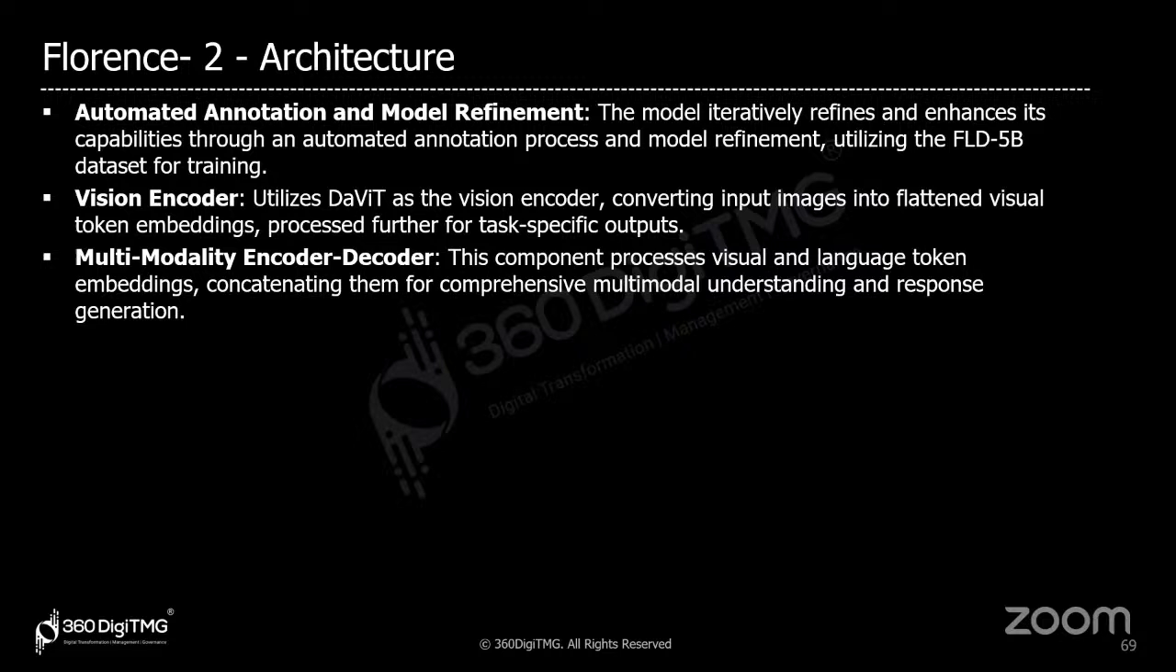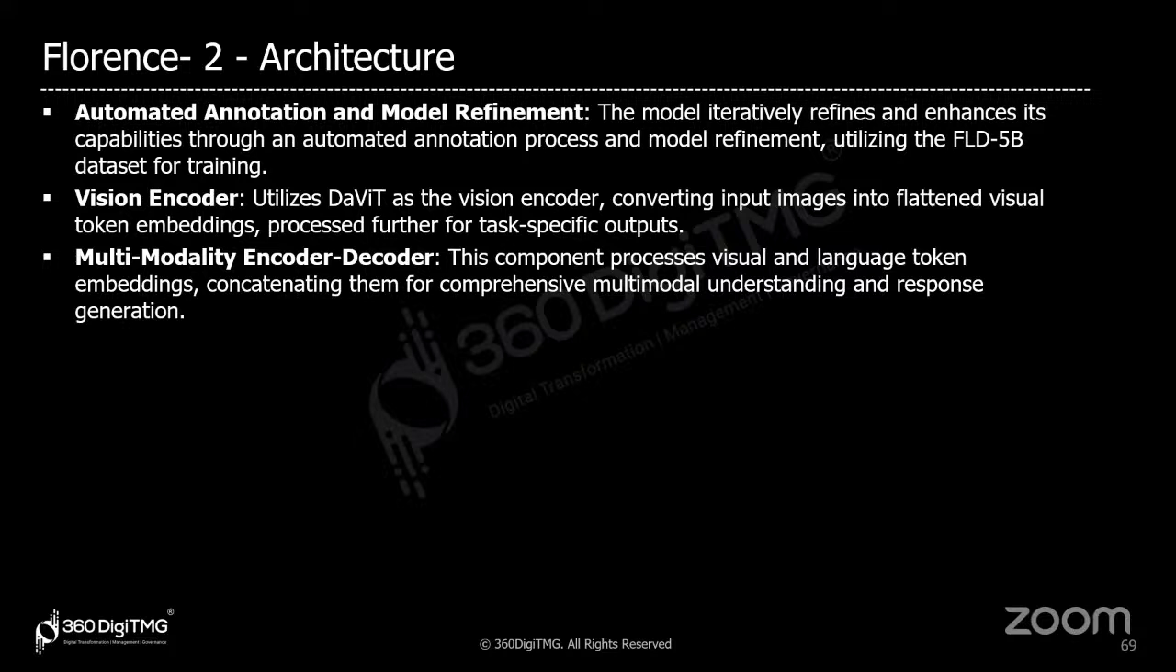It will utilize the vision transformer as a vision encoder, which will convert our input images into the usual flattened token embeddings. It will first take our image and convert it into the embedding format, a numerical format, converting the images into pixel intensity values and making them into the token embedding format. It will process further for the task-specific output. Whatever the task is, it will be used according to that task.